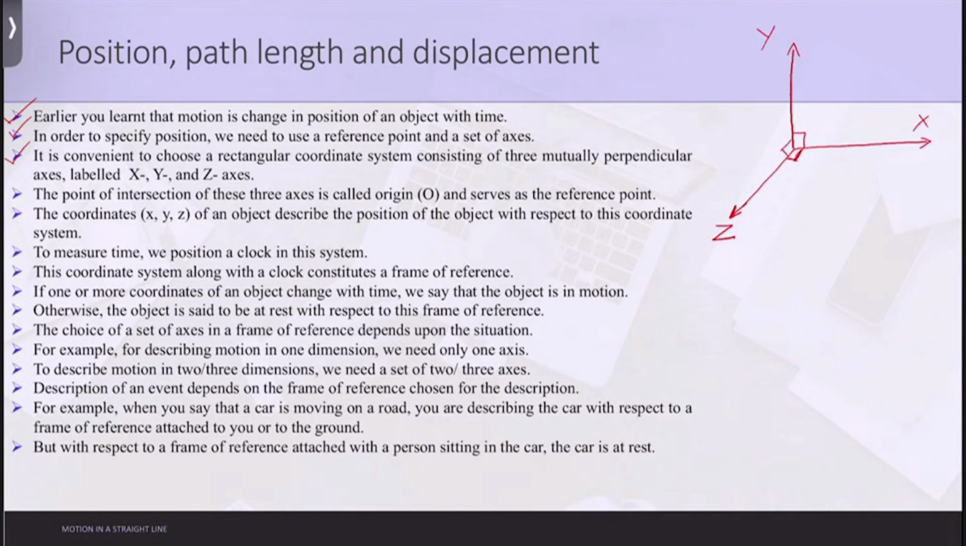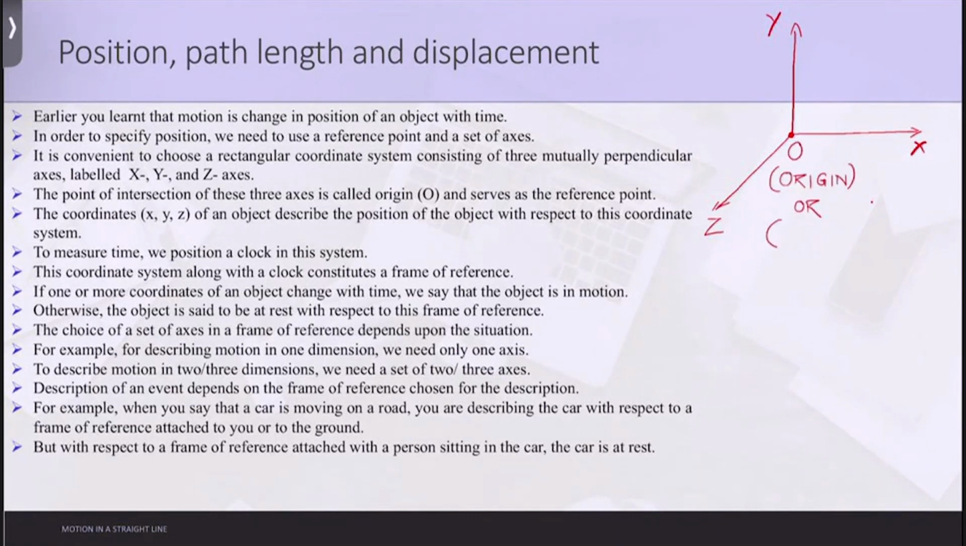Next line. The point of intersection of these three axes is called the origin O and serves as the reference point. So this is your origin, or it can also be called your reference point. So this thing is explained there.